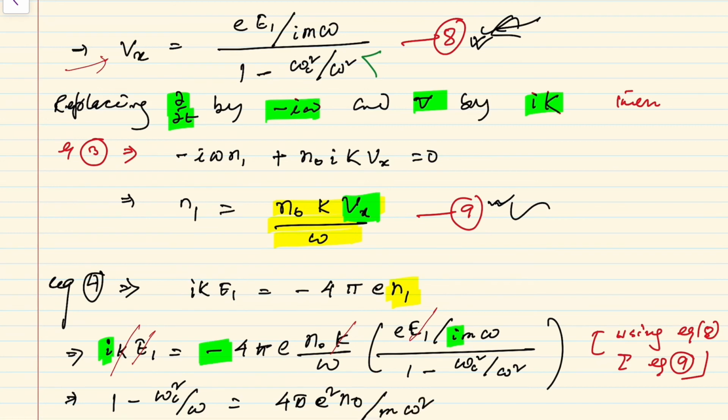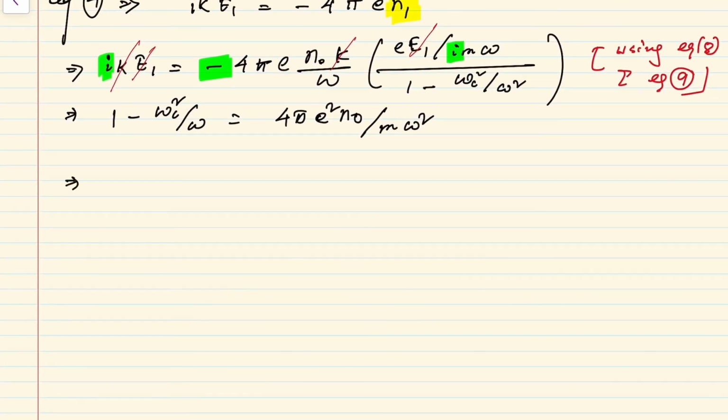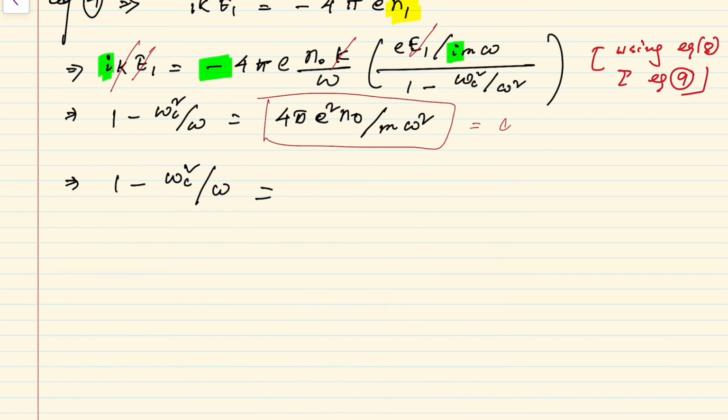So now let me scroll down the page. Here you see, this is going to be equal to omega c square by omega, and this term is nothing but equal to omega p square, and we can replace this one by omega p square.